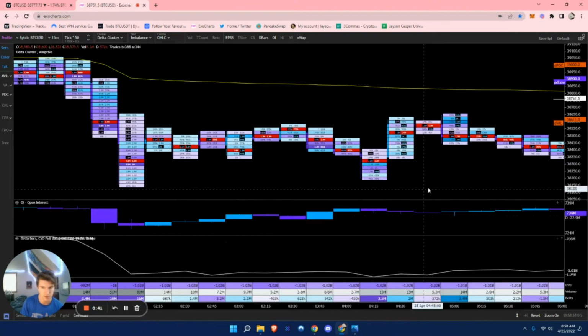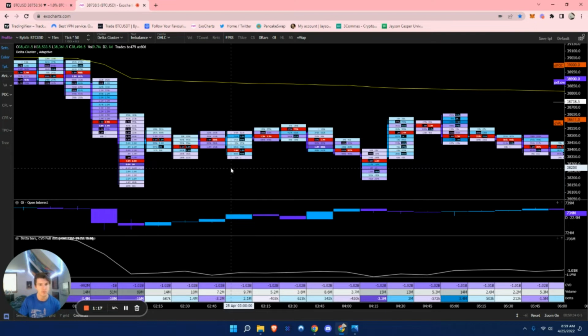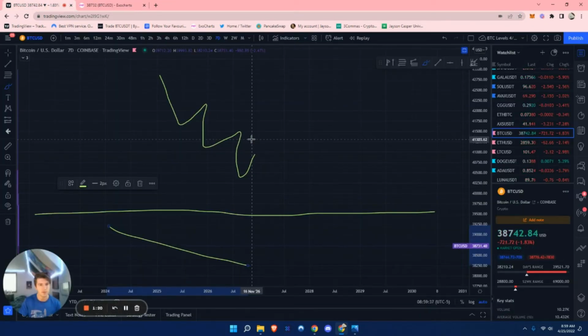Right here is a prime example of absorption, and in this case it's an absorption long. Just as a reminder of what a hidden divergence would be: in this case, we're looking at a hidden bullish divergence. We've got price making higher highs, a change in market structure, as our indicator oscillator, in this case CVD, is still making lower lows. So they are diverging from price. This is an example of what is going on with absorption.